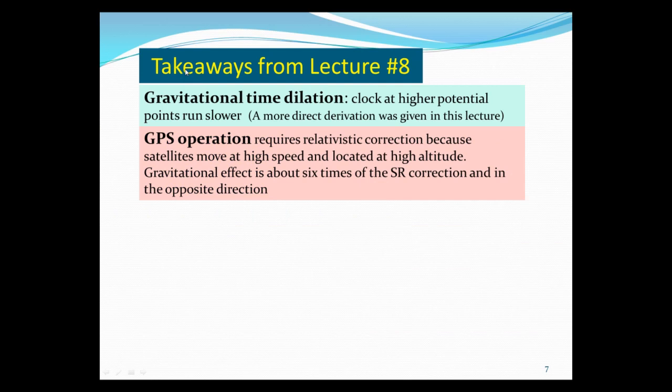Okay, so the takeaway of lecture 8 is that with gravitational time dilation, a clock at a higher potential will run slower. We originally derived this last lecture through gravitational redshift. This time we used three identical clocks to give a more direct derivation. Then we talked about how GPS operation requires relativistic correction because satellites move at high speed and are located at high altitude, and the gravitational effect is about 6 times the special relativity correction, in the opposite direction.